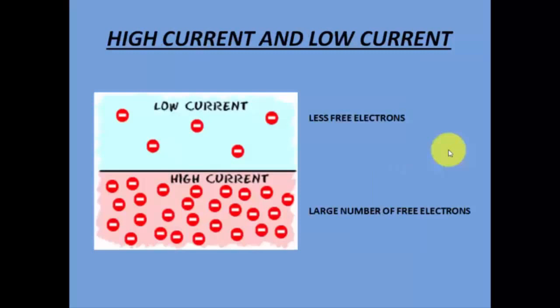Now we also talked about high voltage and low voltage, and high current and low current. So what do we mean by high current and low current? Low current is when we have a very small number of electrons flowing. If there are very few electrons flowing, then it will be a low current. Whereas if there are a large number of electrons flowing, like in this case, then we say that the amount of current flowing will be more. So it is very, very simple, right?